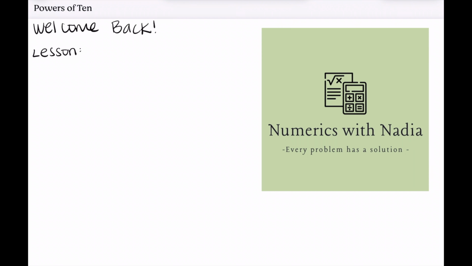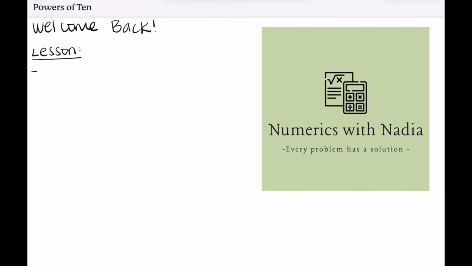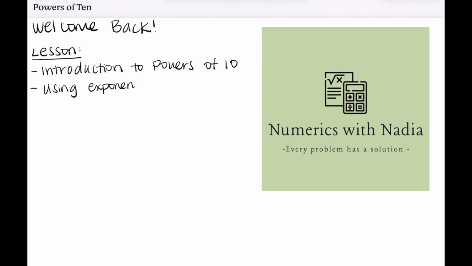In today's lesson, we're going to continue learning some pre-algebra topics, and specifically, we're going to go through the powers of 10. So to start out, I'm going to write out some of our lesson objectives. We're first off going to do an introduction to the powers of 10, and then our second objective is going to be to use exponents with powers of 10. And then lastly, we're just going to do some practice problems.